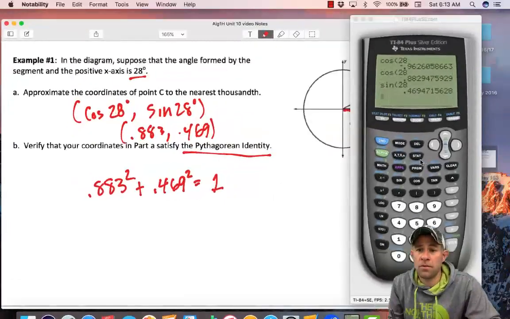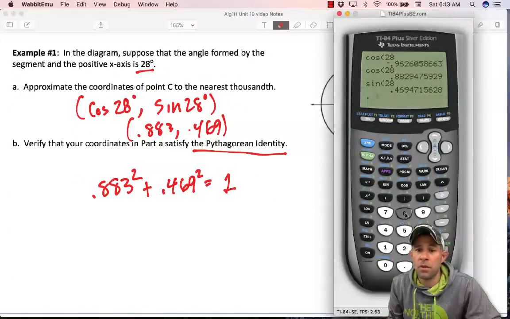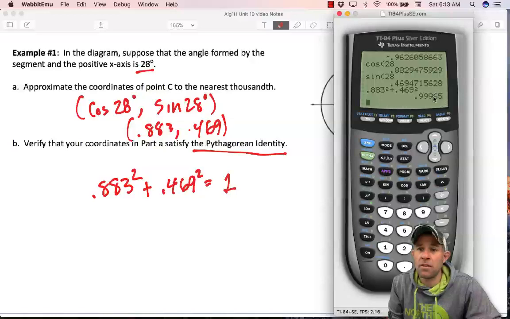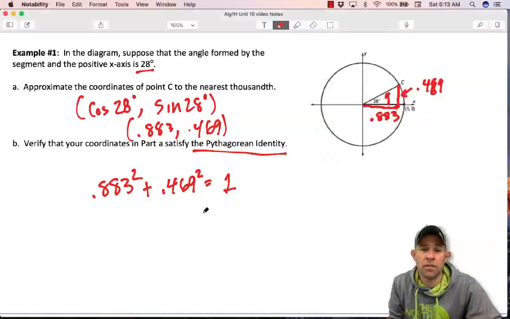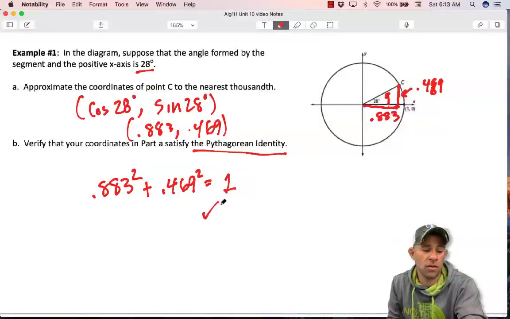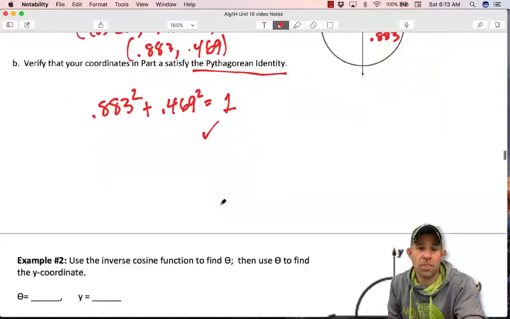So let's go back to our graphing calculator. We're going to type in 0.883 and square that. Add that to 0.469 squared, and we should see that that's very close to 1. In fact, it is, so we say, yep, it fits our Pythagorean identity theorem.